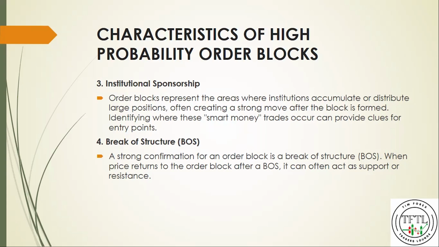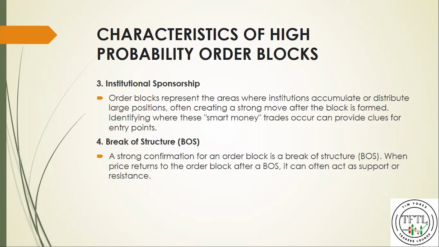Then number four, look at the break of structure, what we call the BOS, or the break of market structure, BMS. A strong confirmation for an order block is a break of structure. So there has to be a break of structure. When price returns to the order block after a break of structure, it can often act as support or resistance, meaning that the price is likely to react from that particular level. So those are the four characteristics of a high probability order block.